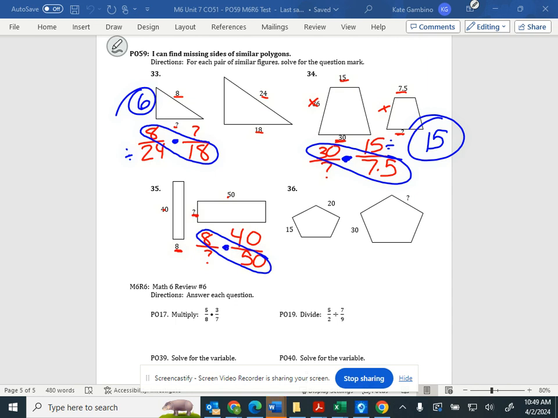Cross multiply and divide, and we get 10 for our answer. 8 times 50 divided by 40. Some of us wrote our proportions incorrectly. So you have to remember, if this is my A and this is my B, if I put A on top here, I have to put the A on top here. So you have to match up where your A's go and where your B's go.